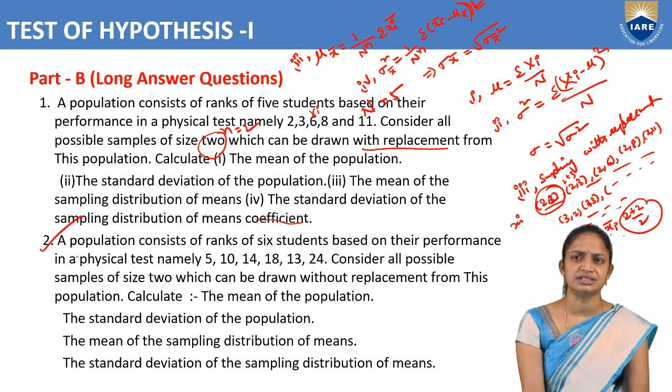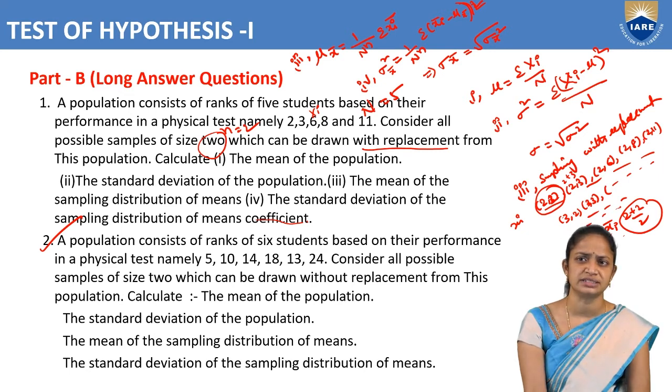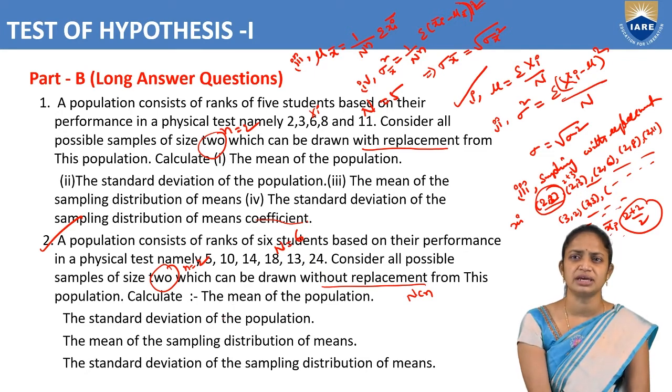A population consists of ranks of 6 students based on their performance in a physical test, namely 5, 10, 14, 18, 13, 24. Consider all possible samples of size 2. Here they have given that capital N equal to 6 and small n equal to 2, which can be drawn without replacement. Without replacement means here we have to take NCn. From this population, calculate the mean of the population. The mean of the population is mu equal to summation xi by N, and the standard deviation of the population. For that, we need to calculate the variance.